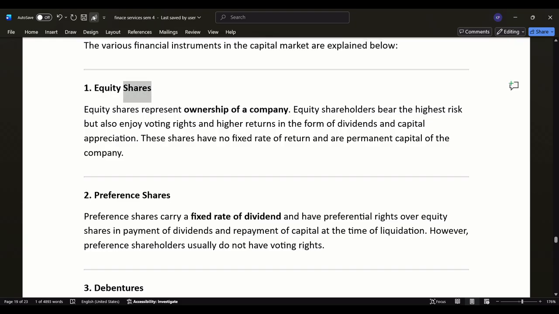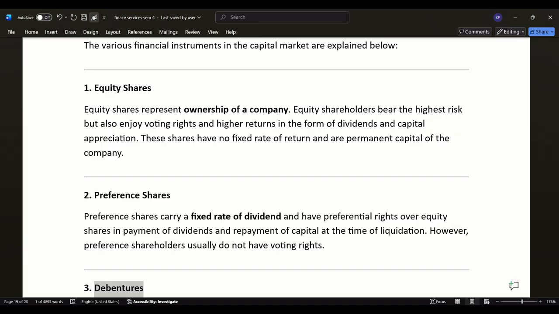1. Equity shares. Equity shares represent ownership of a company. Equity shareholders bear the highest risk but also enjoy voting rights and higher returns in the form of dividends and capital appreciation. These shares have no fixed rate of return and are permanent capital of the company. 2. Preference shares. Preference shares carry a fixed rate of dividend and have preferential rights over equity shares in payment of dividends and repayment of capital at the time of liquidation. However, preference shareholders usually do not have voting rights.